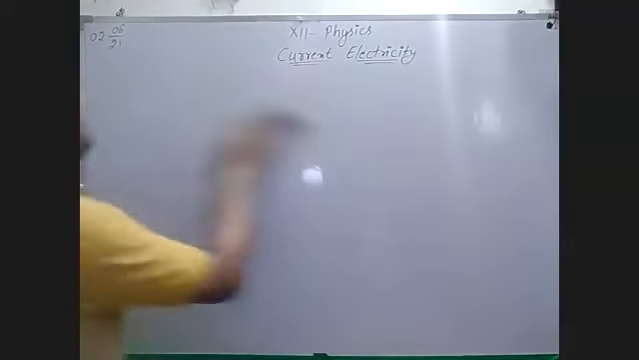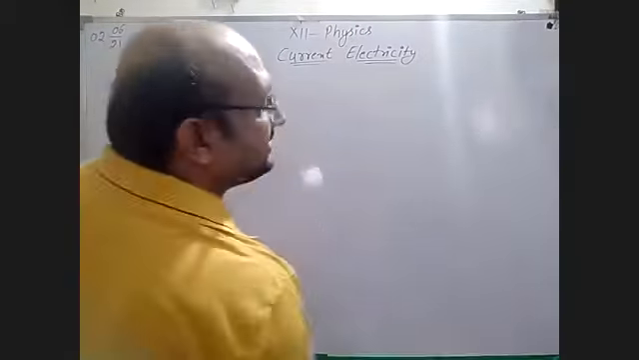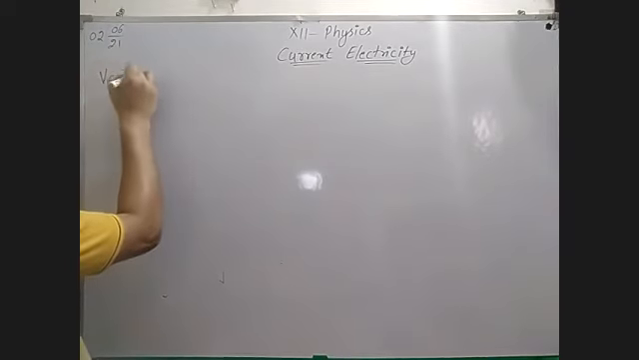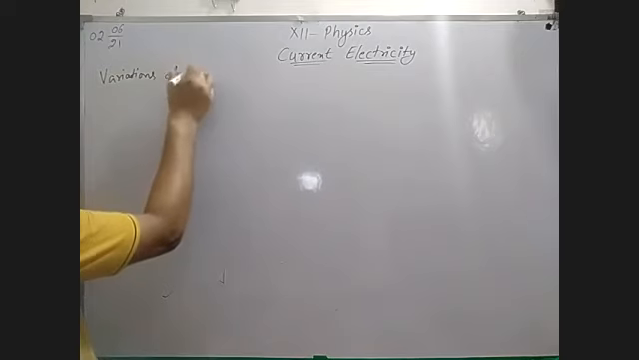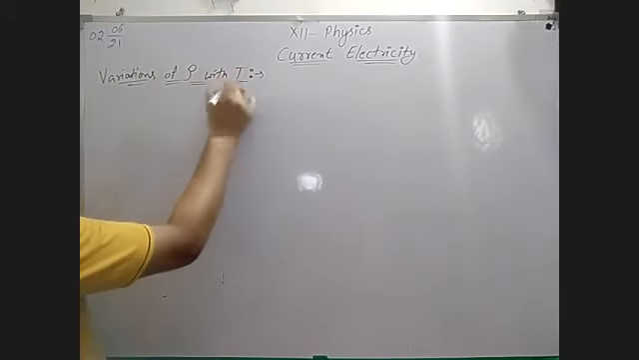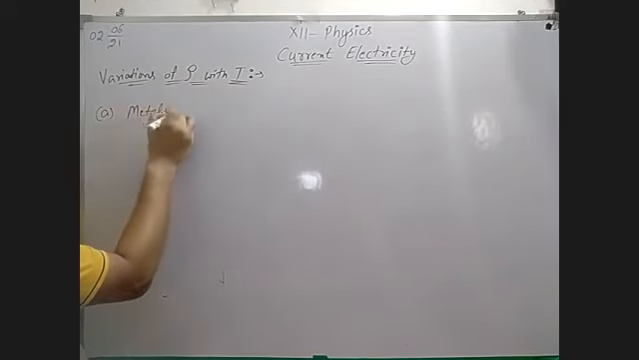There are so many things like conductor or metal, you can say alloy. So how does their resistivity vary with temperature? We will discuss metal first. Variation of resistivity with temperature. Now, the first case we are taking is metal.